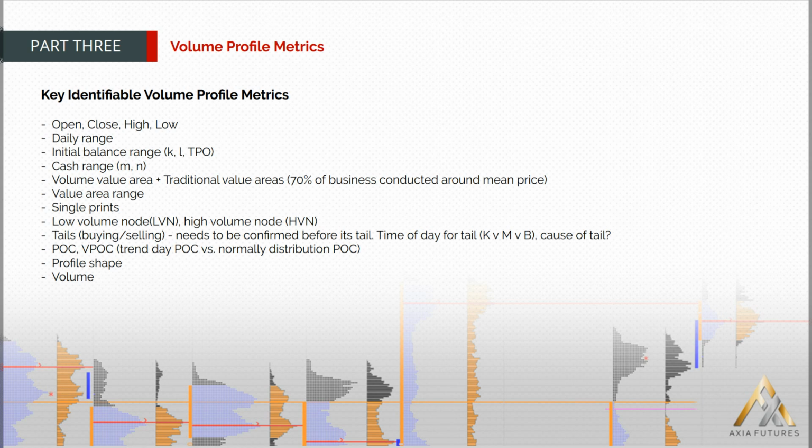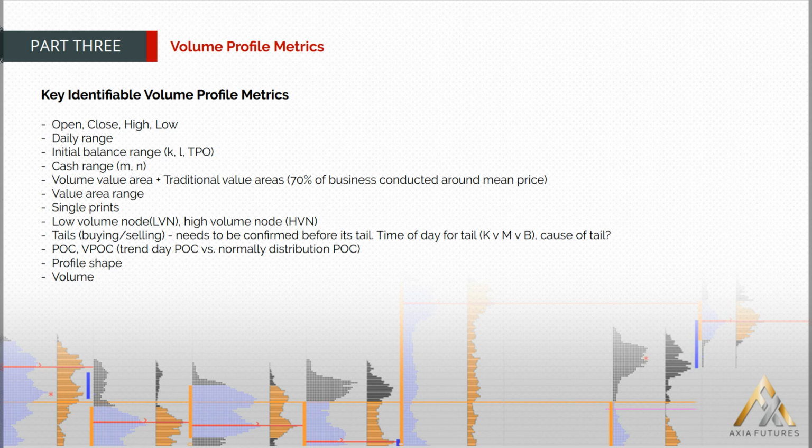We then have single prints. Single prints are merely a single TPO or a single time price opportunity that exists within a daily profile. Again, we will talk more about this down the line, so do not worry too much if you don't understand this at the moment. We are merely going through the various identifiable metrics within volume profiles. We then have low volume nodes and high volume nodes. Low volume nodes is where little or very little volume trades over a period of a day, where high volume nodes is where a high amount of volume is transacted over a day.